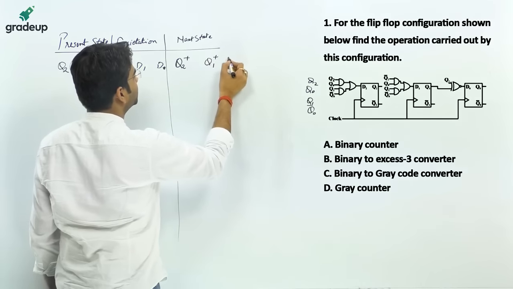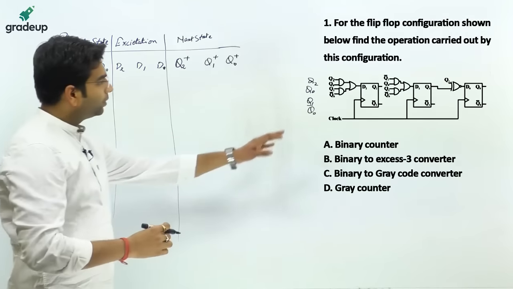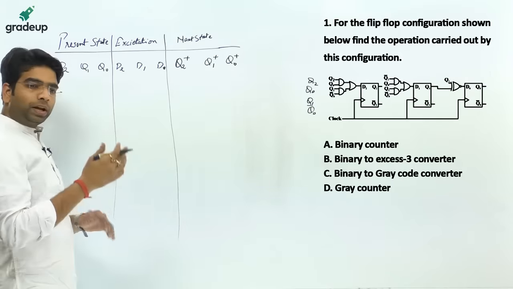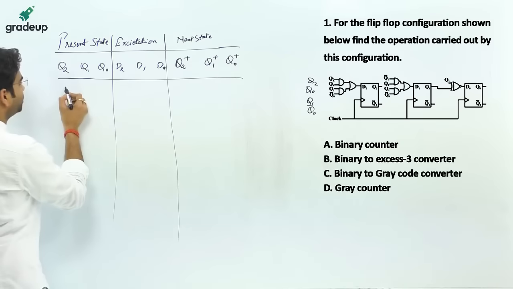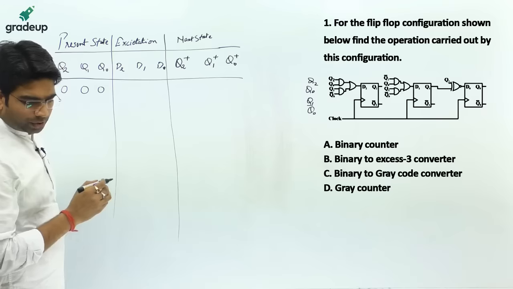Q2 plus, Q1 plus, Q0 plus after applying the clock pulses. After the clock pulses are applied, the next state will be this. So start from the initial state, let it be 0, 0, 0. It is reset.